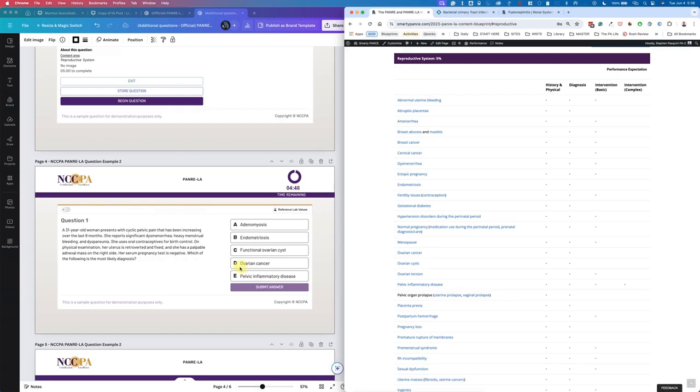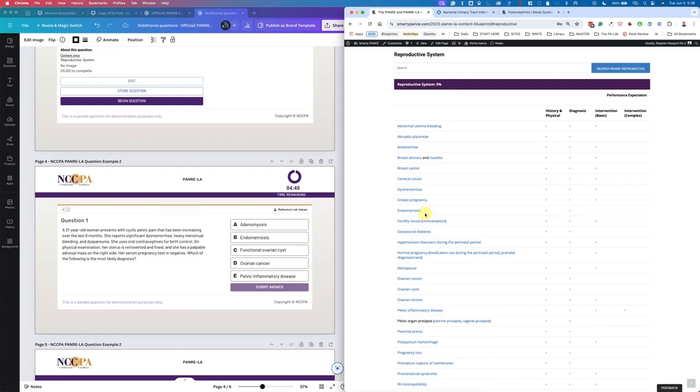Now say you have no idea what the answer is, but you want to do some keyword searching here. So, she's got a retroverted uterus. What happens if we search retroverted uterus here? Sometimes you have to spell it right. Retroverted, there we go. Endometriosis comes right up. Wow, that's right there.